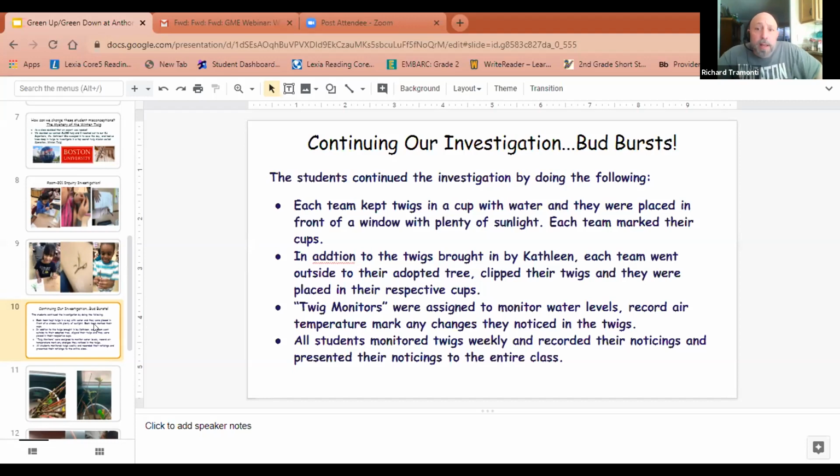So the students continued by doing the following. Each team kept twigs in a cup of water, placed in front of the window with plenty of sunlight. Each of them marked their cups. The twigs were brought with Kathleen. They had their twigs as well, like I just said, from their trees and their respective cups. We had what we call twig monitors. They were assigned to monitor water levels, record air temperature, and mark any changes they noticed in the twigs. And then all the students monitored the twigs weekly, recorded their noticings, and presented them to the class.